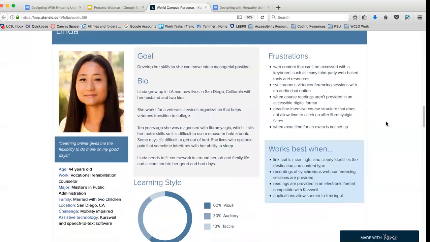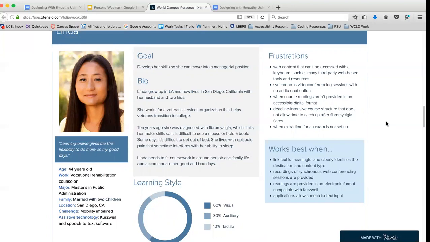Okay, next we have Linda. She has 2 kids. She lives in California, and she currently works for a veteran services organization. She's going to school right now to hopefully move into a more managerial position. And she has fibromyalgia, which she was diagnosed with about 10 years ago. And this limits her motor skills in certain ways, so that she can't always hold a mouse or hold a physical textbook. And some days are better or worse for her.